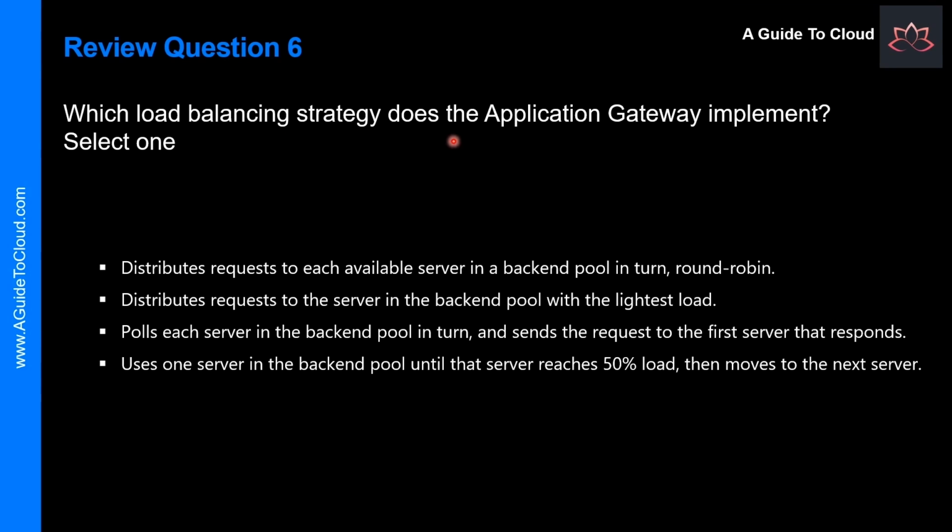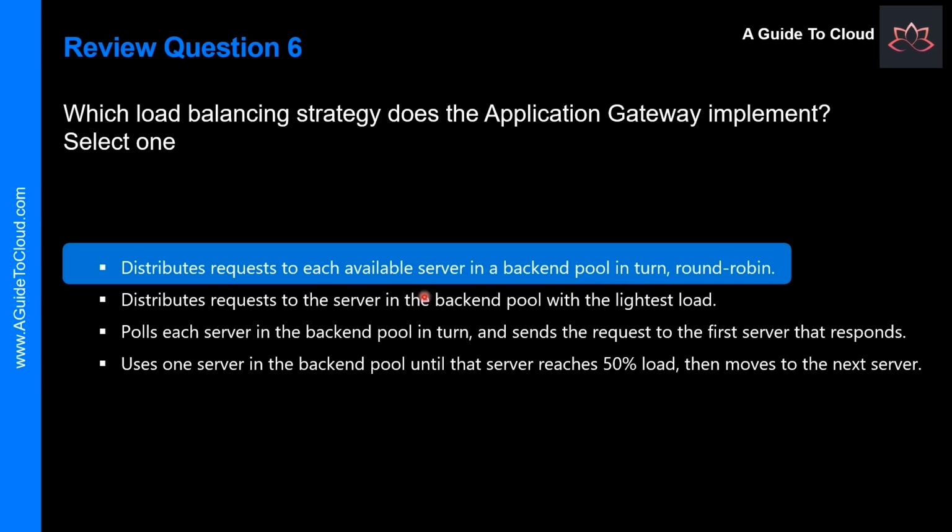Which load balancing strategy does the Application Gateway implement? You need to select one answer. Is it distribute requests to each available server in the backend pool in turn, round robin? Absolutely correct. So we hit the jackpot. So the first statement itself is correct. So Application Gateway distribute requests to each available server in the backend pool using the round robin method. So that's the strategy Application Gateway implement.